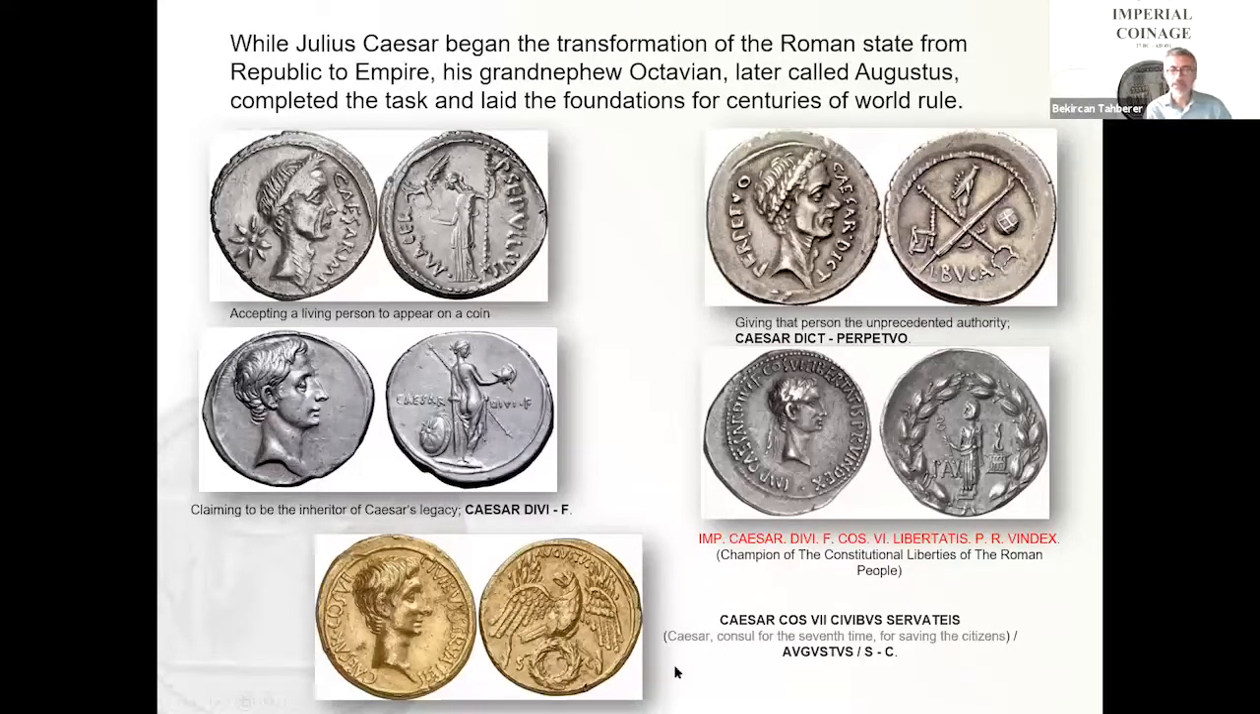And finally, Augustus, a title, again, that was not given to any other official in the Roman Republic. He was so meticulous about his position. He wanted to make sure that he would not be seen as a dictator.